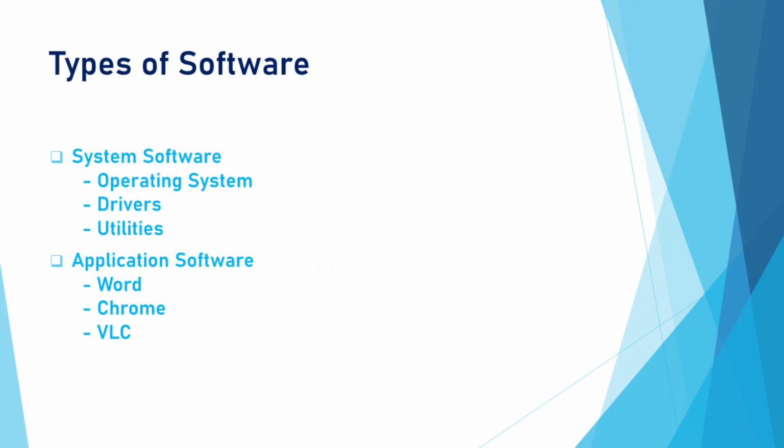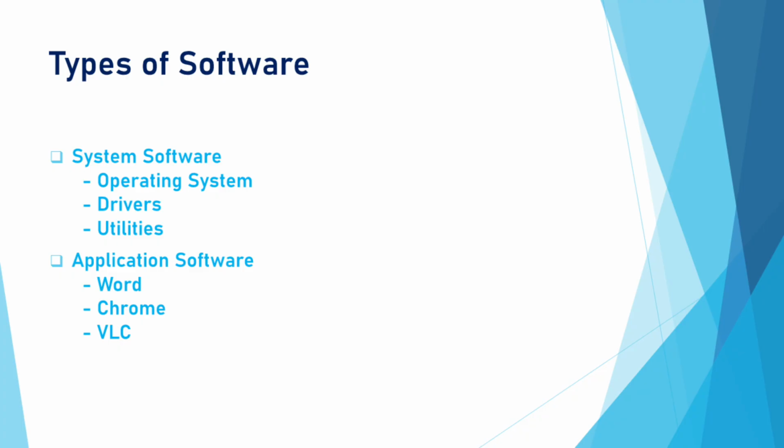Now let us see what the different types of software are. Software is mainly divided into two broad categories: system software and application software. System software controls the computer itself. It acts as a bridge between hardware and the user. It controls the whole computer.